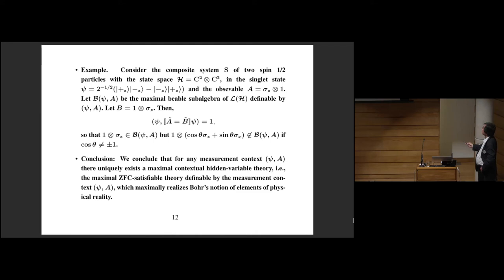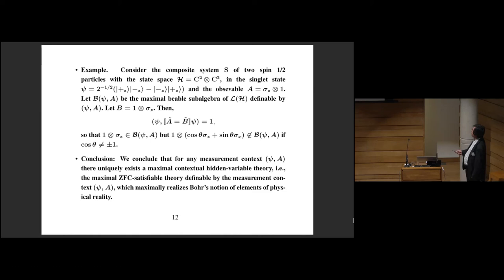So identity tensor sigma z is an element of reality. But identity tensor cosine theta sigma z plus sine theta sigma x is not in this maximal behavior subalgebra, so this is not an element of reality. We conclude that for any measurement context psi A, there uniquely exists a maximal contextual hidden variable theory, that is, the maximal ZFC satisfiable theory definable by the measurement context A psi, which maximally realizes both notions of elements of physical reality. Thank you for listening.